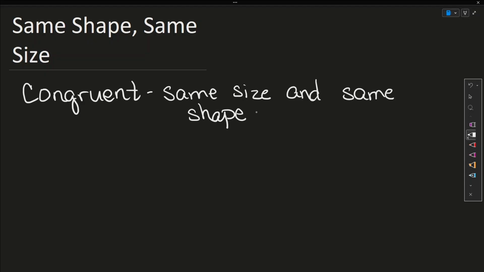Two shapes that are the same size and the same shape are called congruent. That is the big idea. If two shapes are congruent, then one can be matched exactly to the other. A very concrete way to think about this is with paper cutouts.